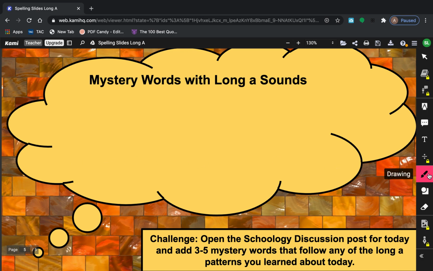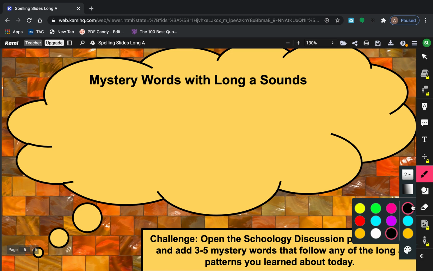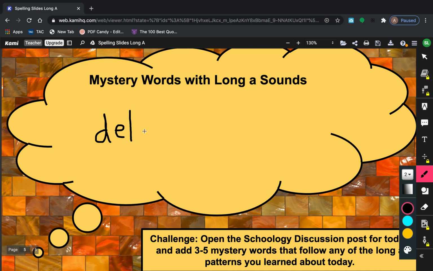So, the first word that I want to add is delay. And I know that I hear the A sound at the end of delay, so it is going to be spelled A-Y because I hear it at the end of that syllable.